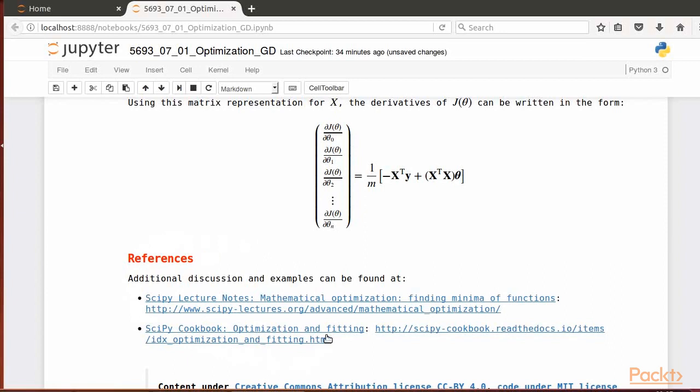You can read more about these features in these links. In this video, we refreshed the ideas on optimization and how the gradient descent algorithm is defined in mathematical terms.